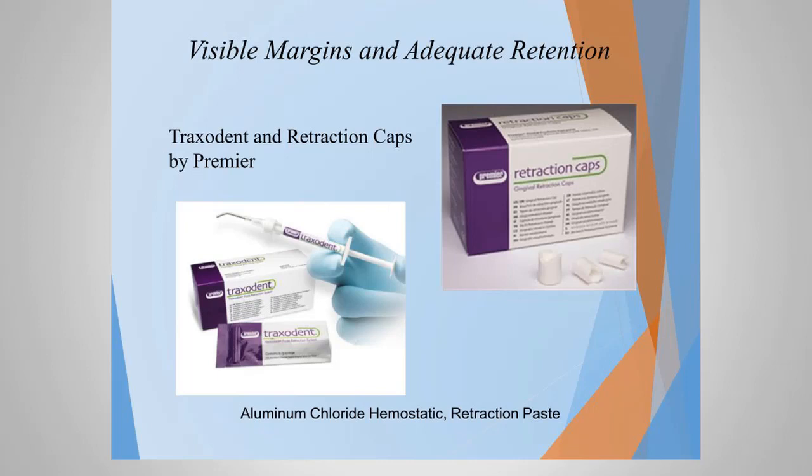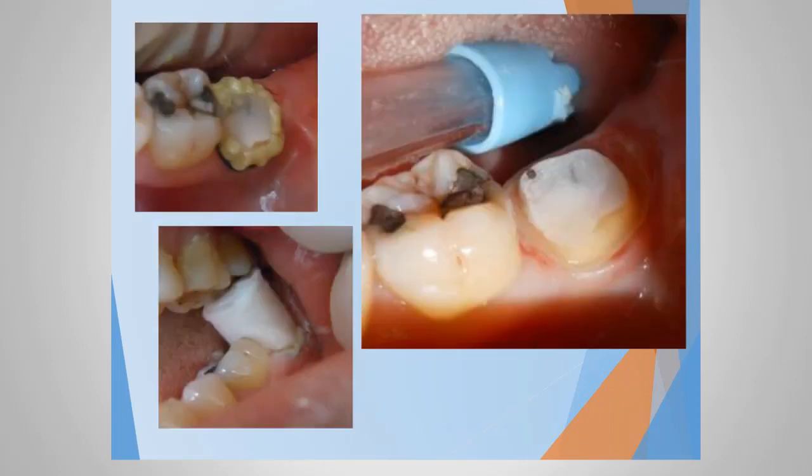The products that I use to retract and make these margins visible, one is the Traxodent and the other is the retraction caps. Both are by Premier. The Traxodent is a good product. I use it a lot for most of my retraction of soft tissue when I'm doing crown and bridge. Here it is around tooth number 18.